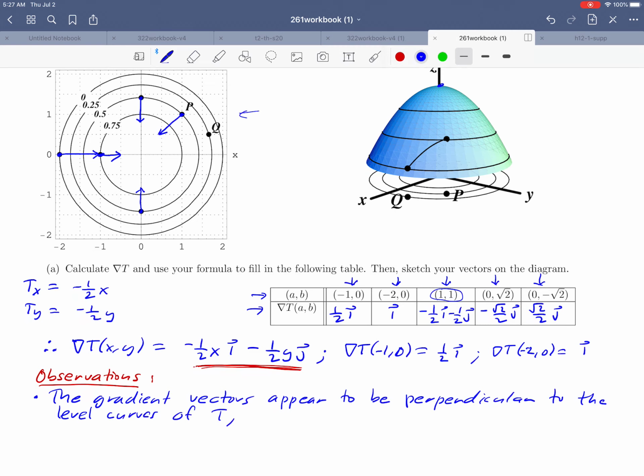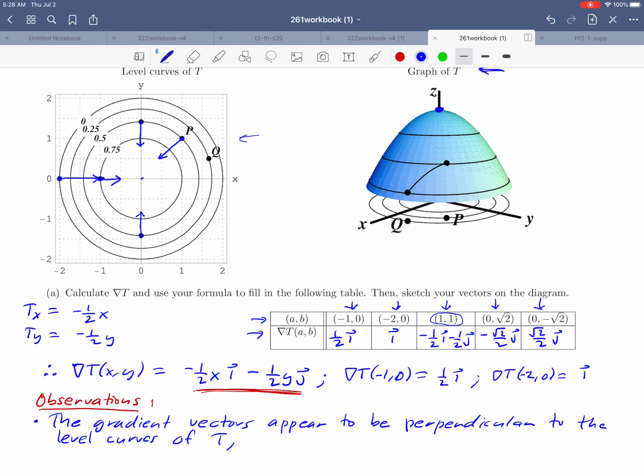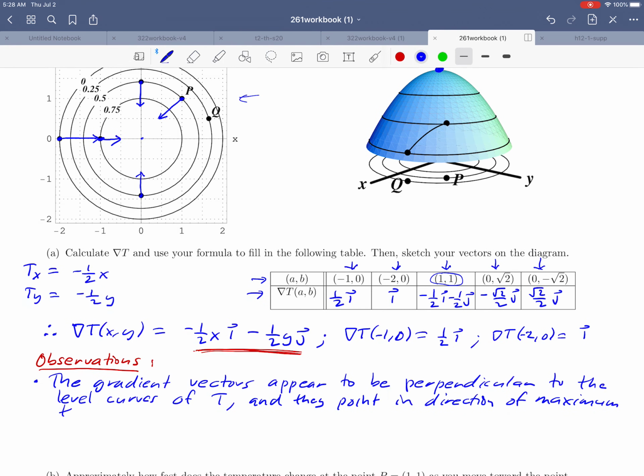Okay, another thing you might notice at the same time is where those vectors are pointing. They're all pointing to the origin. And what's special about the origin? That's the place where we're getting the absolute greatest temperature, if you look over here at the graph. So we could say that the gradients are pointing in the direction of maximum temperature increase. Okay, so two kind of interesting observations there.